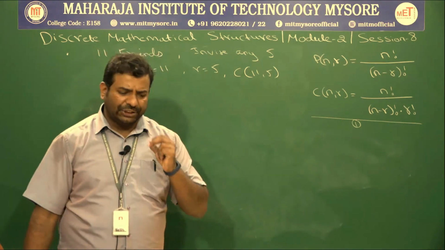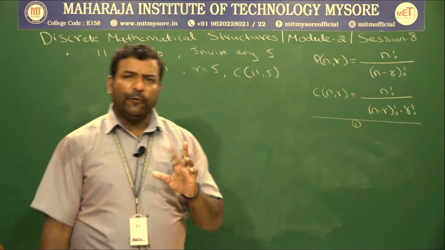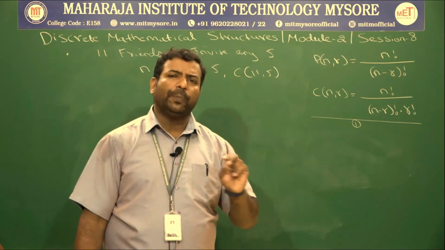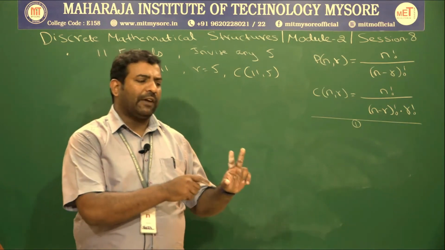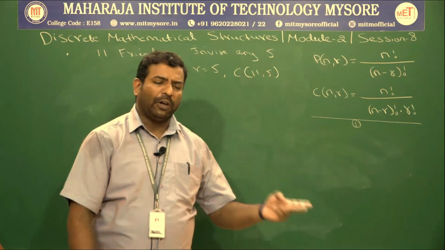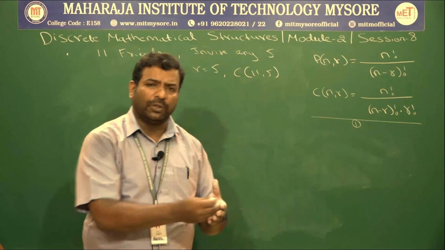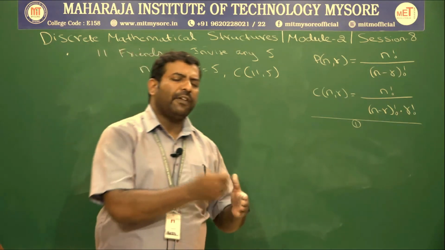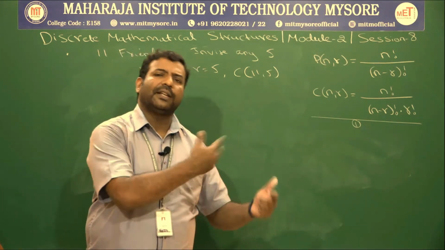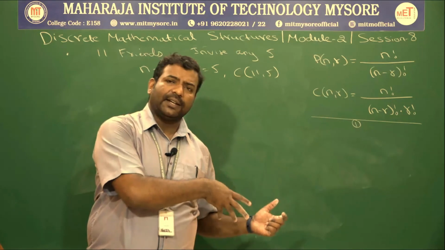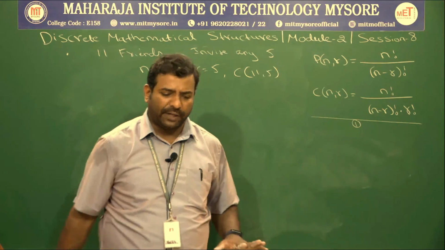Now let me put a restriction here. There is a condition which I had forgotten. There are two friends among those 11 friends, where if I invite one friend, the other friend will also attend, because those two persons are so close that they will not attend any party separately. If anyone attends, the other also attends. If one doesn't attend, the second one also doesn't attend. There are two such persons out of my 11 friends.